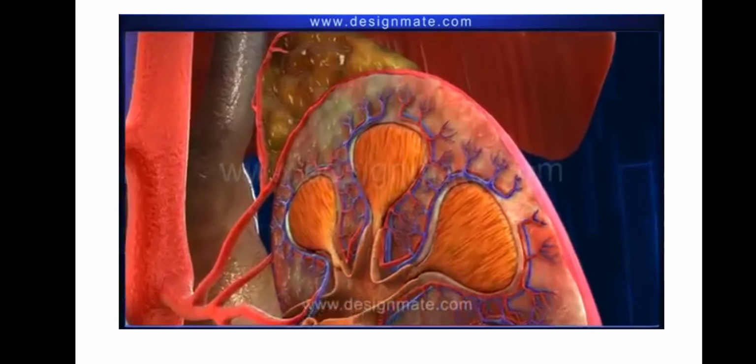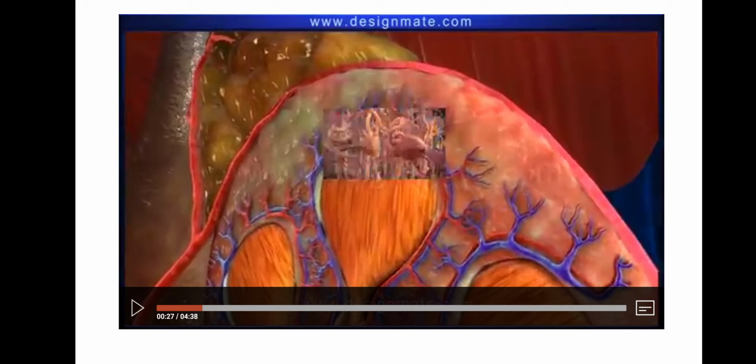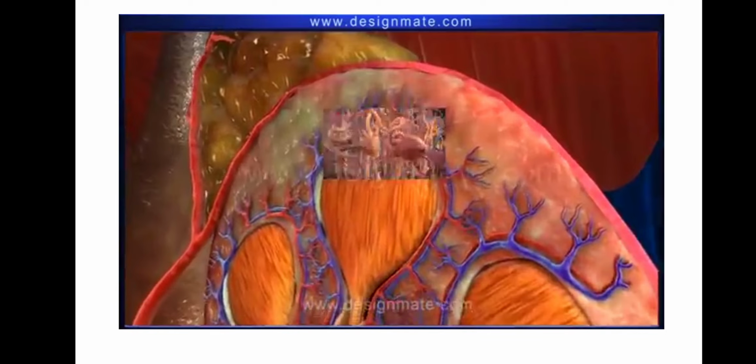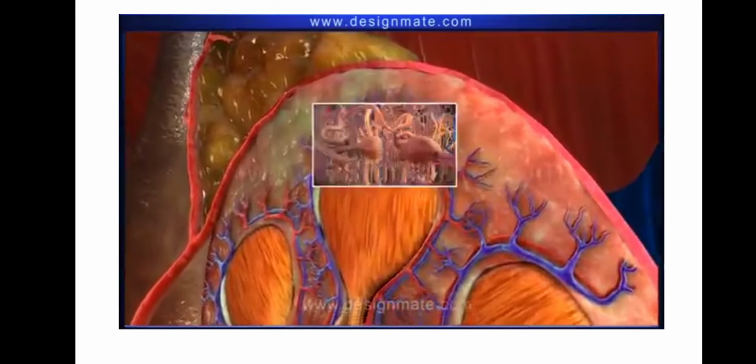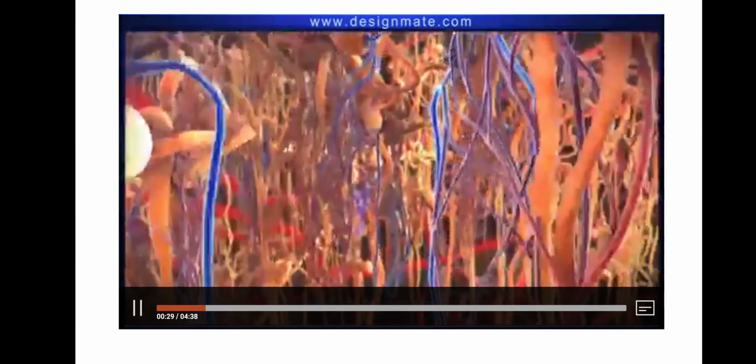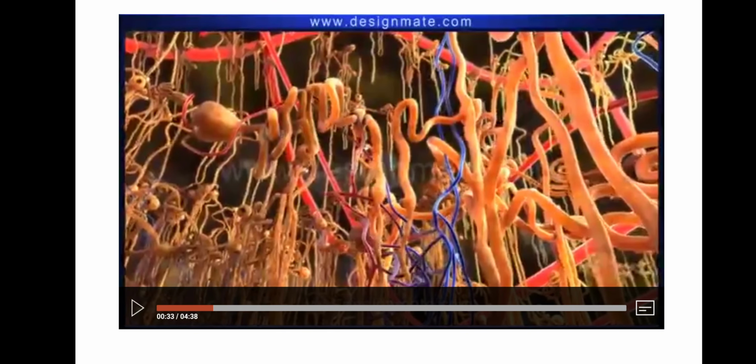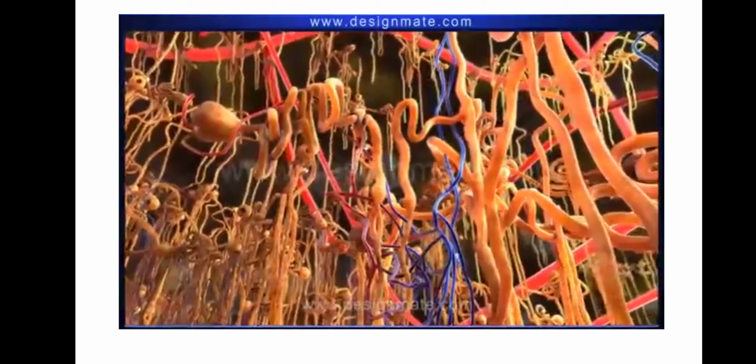As we zoom into the cortex region, you can see the blood vessels, red and blue. And then inside the kidney we have millions of nephrons, the presence of numerous nephrons. This is the world inside the kidney. Inside the kidney you have the nephrons.